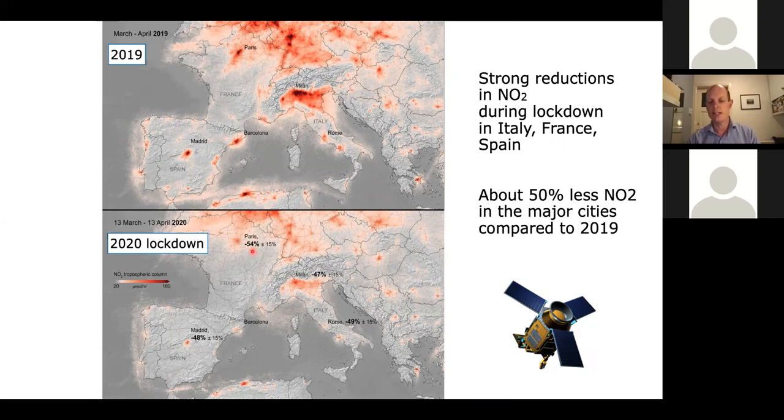Also over Europe, we have similar numbers, where for the major cities in March and April, we estimate a reduction in NO2, mostly due to reduction in traffic, of about 50% for major cities like Paris, Madrid, Rome, and Milano.